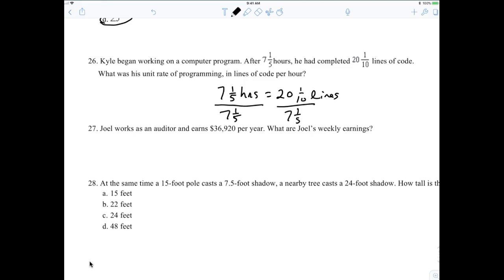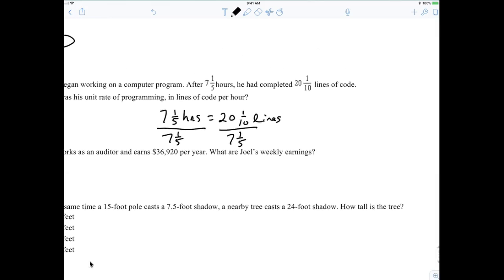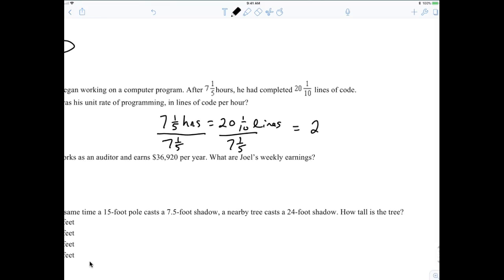Divide by 7 1/5. Now this is a problem where you could use your what? Calculator. So everybody type in 20 and 1/10 divided by 7 1/5. All right? And what does that come out to be, somebody? 2 and 19/24. Anybody else agree with that? Lines per hour. 2 and 19/24 lines per hour. You guys okay? Anybody have any questions yet? All right, moving right along.